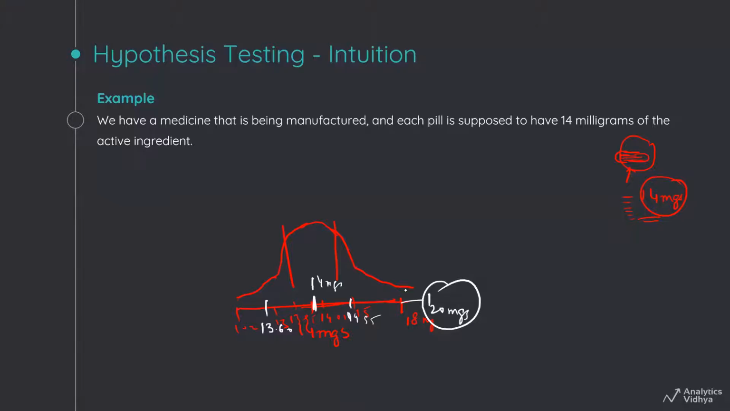Okay, so to test this, say the manufacturing industry has produced say 10k pills. Now we cannot pick each sample separately and test what is the active ingredient's weight in each sample. Rather, what we do is we take say 100 samples from this 10k population, and then try to identify the behavior across these 100 samples.